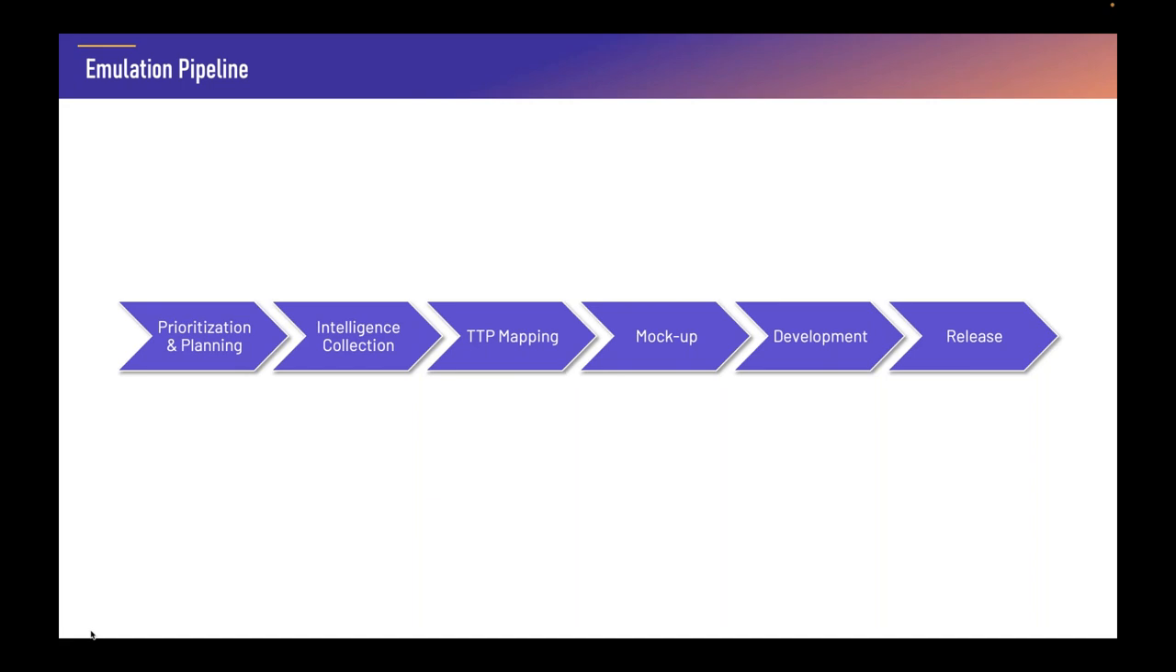Next, we move on to the intelligence collection phase. This is an ongoing area, and this is a big part of where we invest a lot of our time, monitoring for e-crime and nation state groups and actors targeting a wide range of nations, regions, and sectors. Once we have our content lined up, we will then extract and map the TTPs, which will directly feed into creating a mock-up of what our final content will eventually look like.